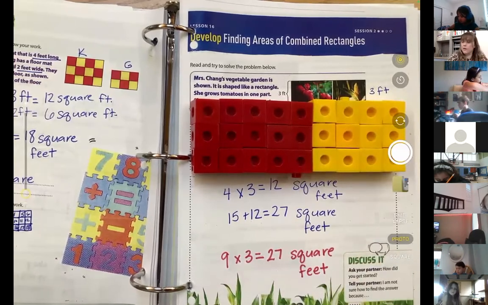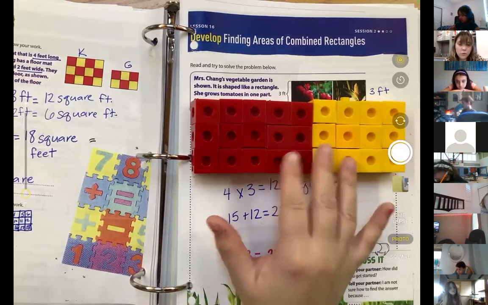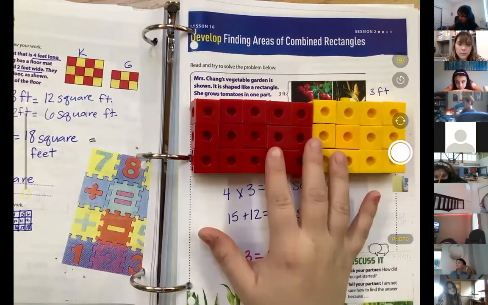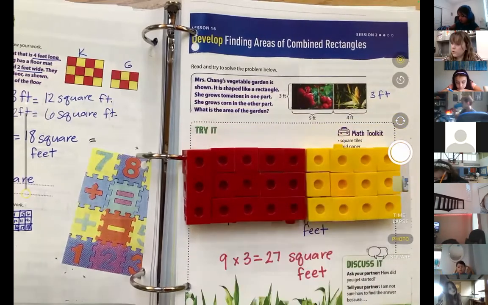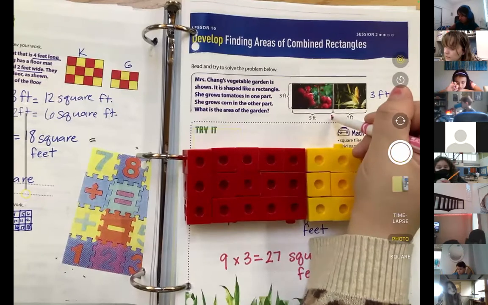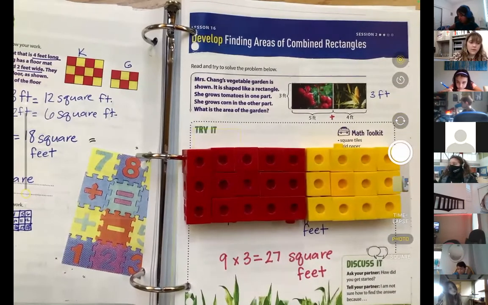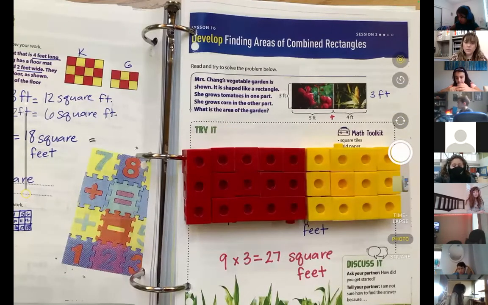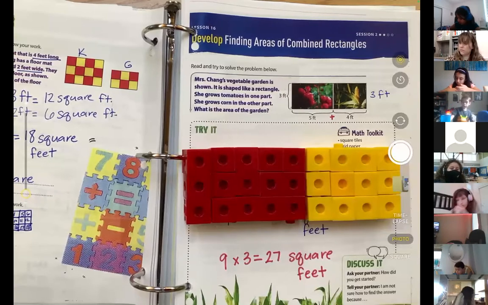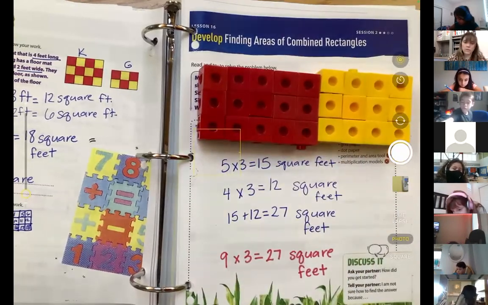If you didn't have visuals, right? You didn't have your cubes. What I'm doing is I'm adding those two numbers together. I'm doing 5 plus 4. That gives me my new length by combining the rectangles.